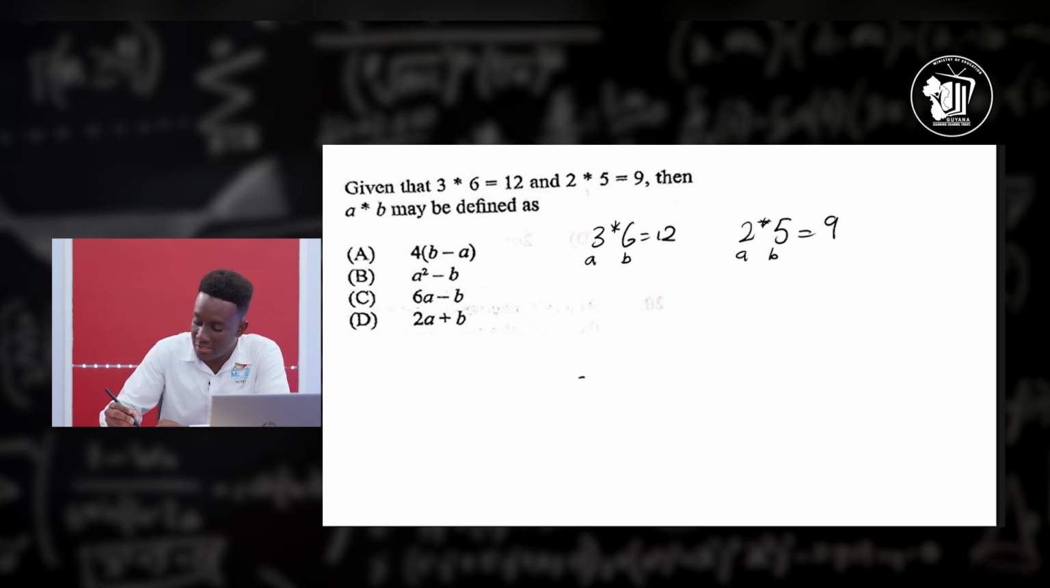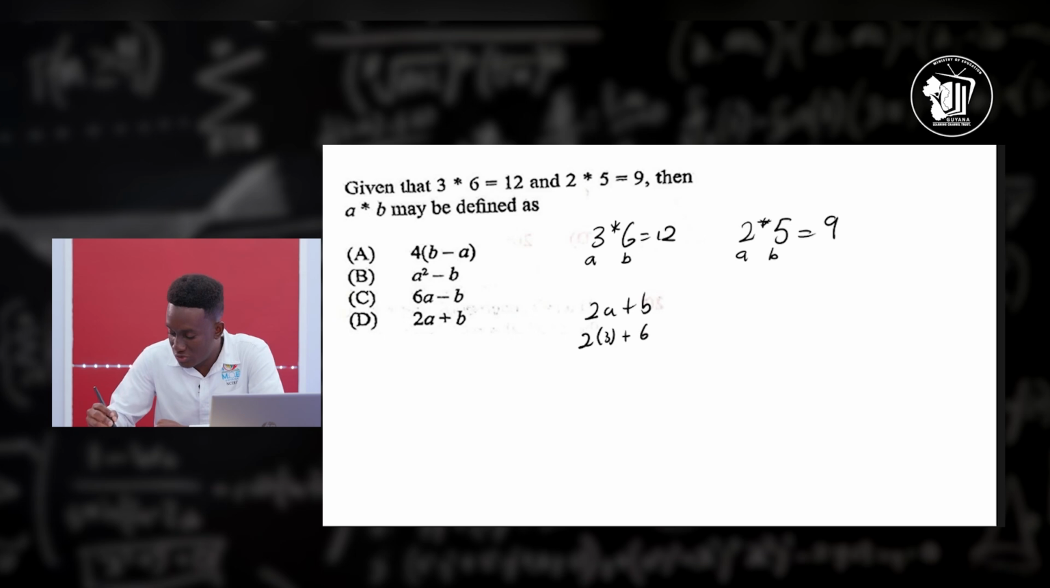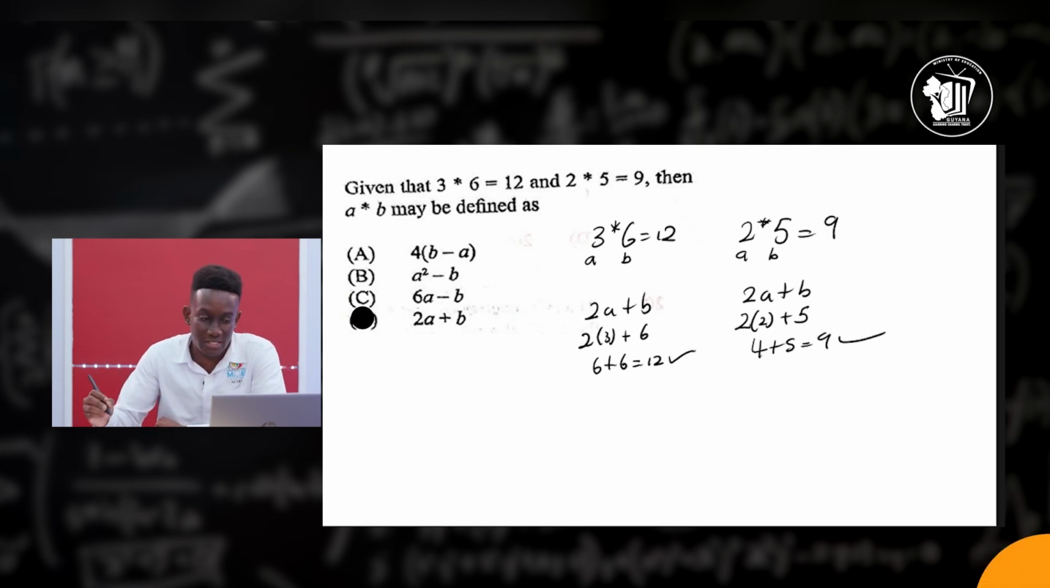Let's try D. So 2A plus B. So this will be 2 multiplied by A, which is 3, plus B, which is 6. So 2 times 3 is 6 plus 6 would indeed give me 12. So this checks out. So let's write 2A plus B for this side. So 2 times A, in this case A would be 2, plus B, which would be 5. So 2 times 2 would be 4 plus 5 is equal to 9. So this checks out. So the answer is D.